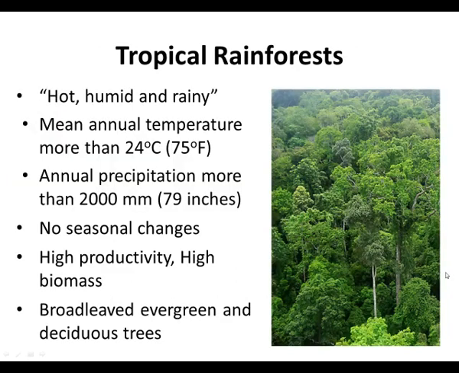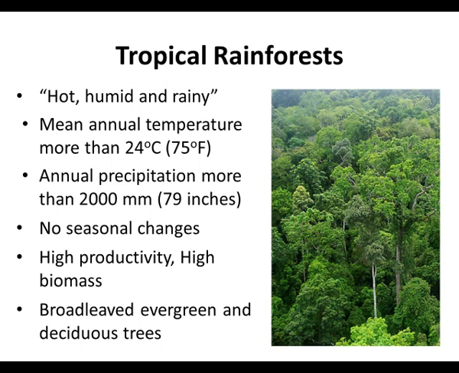So once you go to the tropics, the first thing that you will realize is it's hot, humid, and rainy. So the mean annual temperature is about 75 Fahrenheit. And also, as we have seen in that graph, the precipitation levels are pretty high, no distinct seasonal changes, but in some parts you could experience a distinct high rain season.